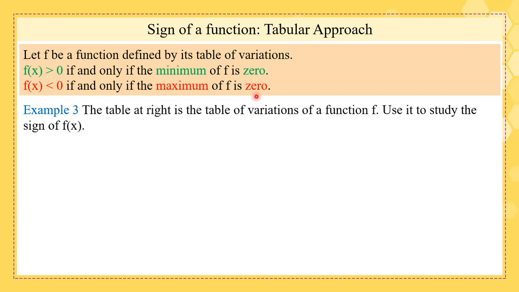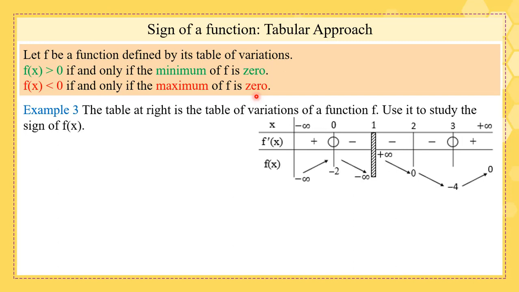Let's see this example. We have this table of variations. It's a table that represents a function f. The question is, use the table to study the sign of f of x. Now remember, this is f of x and we need to study its sign. Now we see from here that the sign of f of x varies from one interval to another.